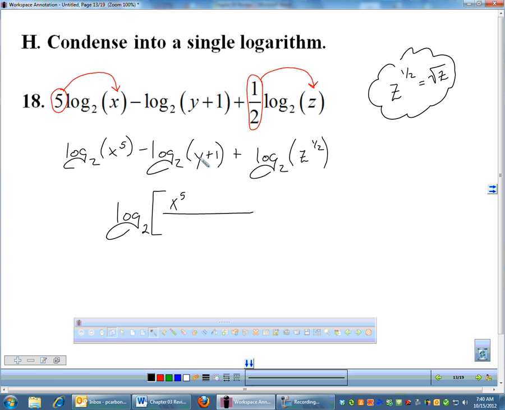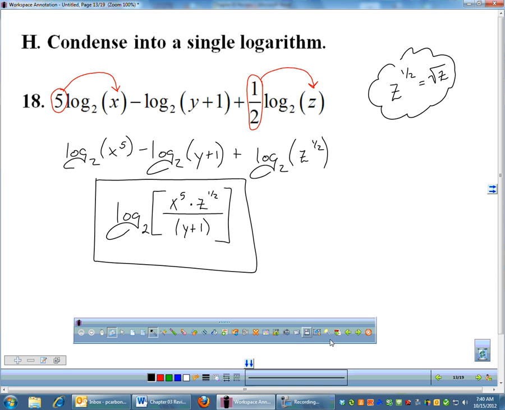minus the log of y plus 1. That means y plus 1 is going to go down here. Then plus, that's a positive log, z to the 1/2. Or if you want to write that as the square root of z, you can. Either one is perfectly fine. And that's going to be our final answer. Positive logs go in the numerator. Negative logs go in the denominator.